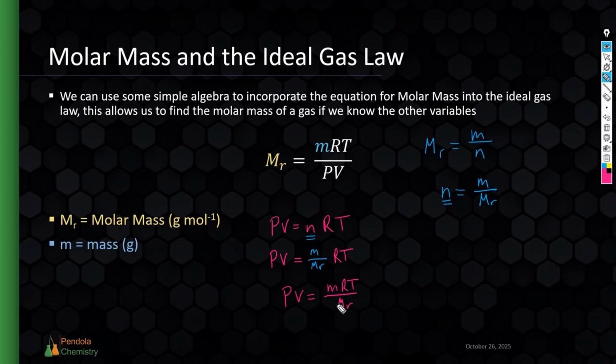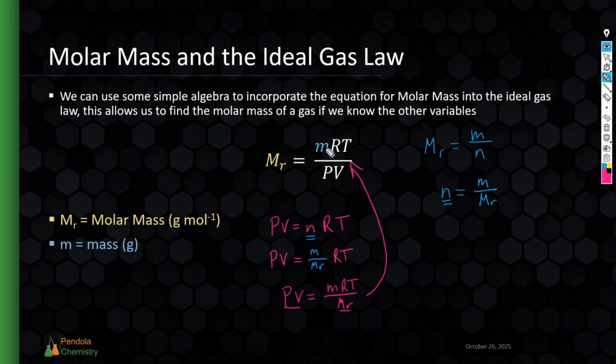But we could also rearrange this to switch the places of Mr and PV to get the equation that we have up here, which is that Mr is equal to mRT over PV. So you can memorize this, but realistically speaking, you will get a few questions wrong, or you won't be able to figure out a few questions if you simply memorize this equation. If you actually understand how this equation came about, how we're using substitution from the molar mass equation into the ideal gas equation to derive this, you'll be able to do this for a number of different things.